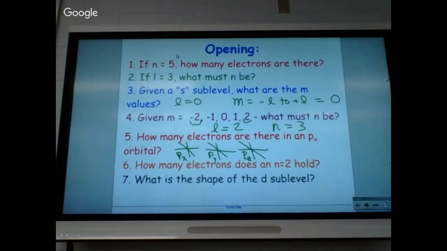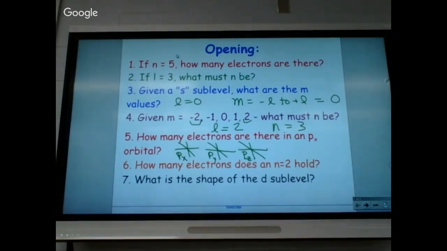Number 3. How many electrons are in the px orbital? 2. Good. How many electrons are allowed in the D sublevel? 10. How many sublevels are there if n equals 3? 3. Good. What are the names of the p orbitals? Px, Py, Pz. Good. What's the L value of s? 0. Good. If L equals 2, what are the M values? -2, -1, 0, 1, 2. Good. L equals 2, what's M? 3. Good.